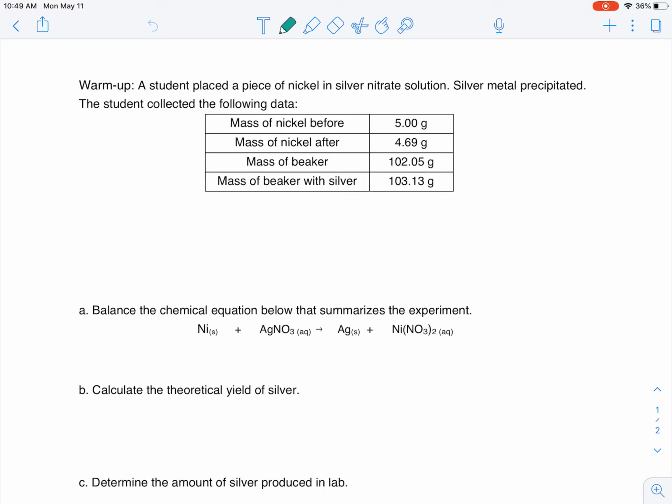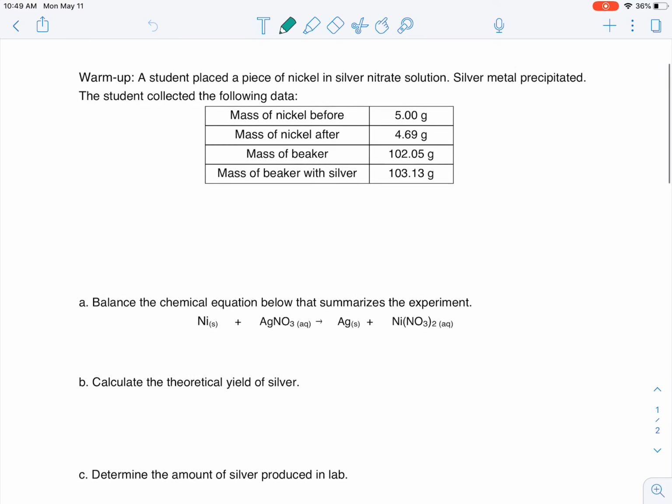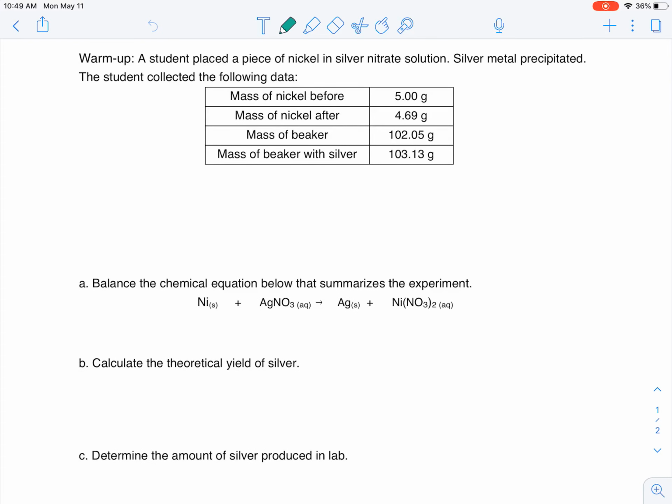Another example of a stoichiometry multi-step problem. A student placed a piece of nickel in silver nitrate solution. Silver metal precipitated. The student collected the following data. So, step one, we're going to write and balance the chemical equation that summarizes this experiment. I've already done that for you.